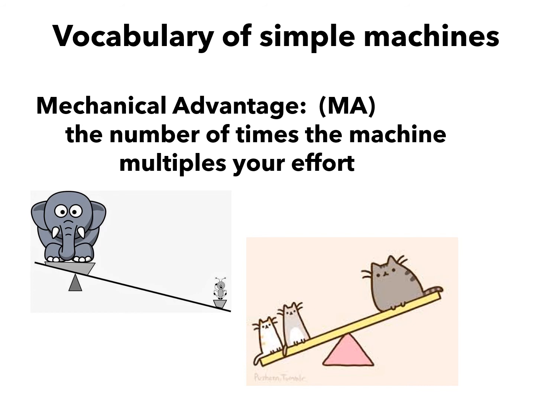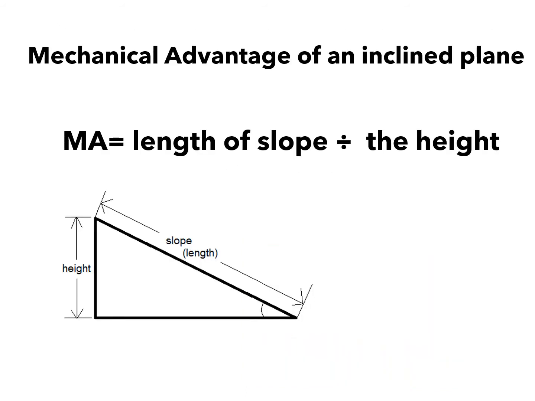So we mentioned mechanical advantage, the number of times the machine multiplies your effort. So how can we figure out how much using an inclined plane is going to multiply the amount of effort that we use? Well, we have a definition, and we need to understand two parts of the inclined plane. The mechanical advantage for it is the length of the slope divided by the height. So if we were ever to try and figure out the mechanical advantage of an inclined plane, we would measure how long the slope is, how long the part is that we are going up on. And then we would measure how tall the plane is. So if it's leaning against a truck, how high is the truck?